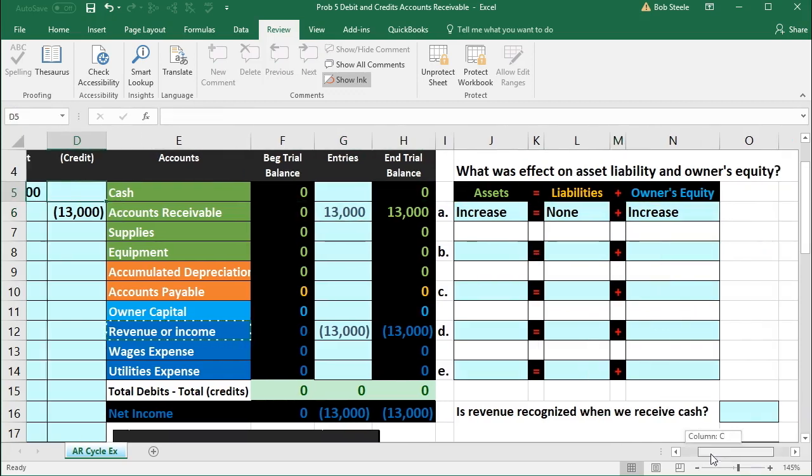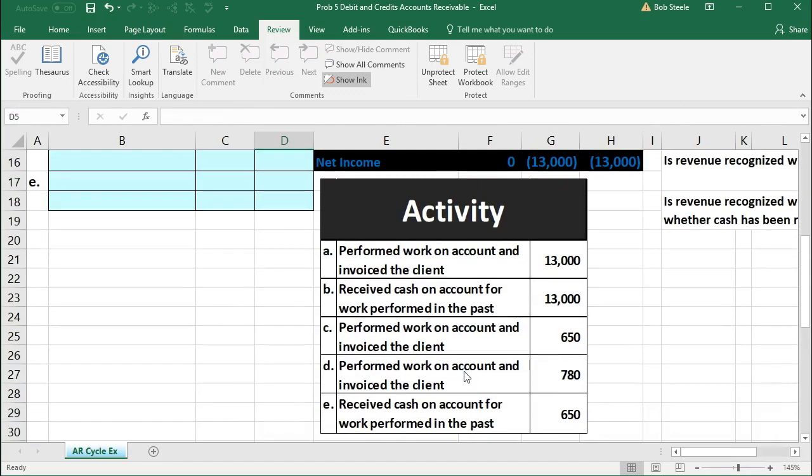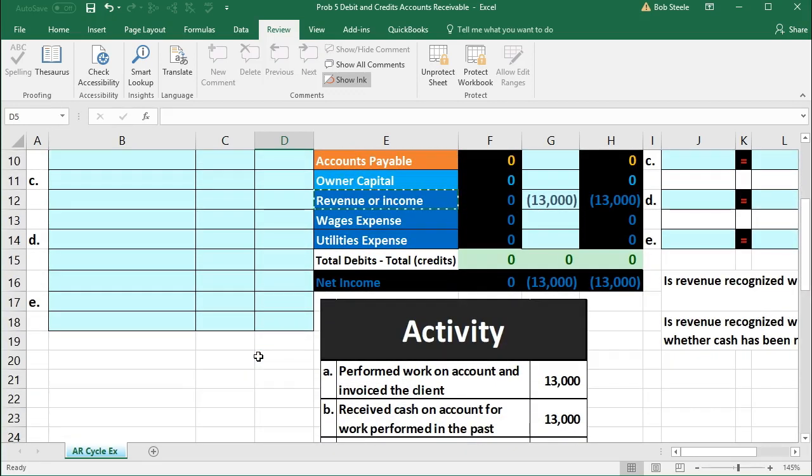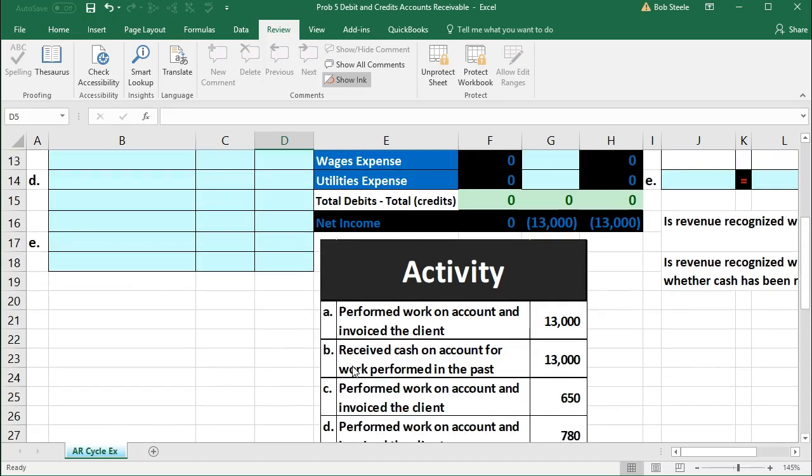Next transaction, we're going to see what we have. B, receive cash on account for work performed in the past. So the first question I would ask is, is cash affected? In this case, we're going to say yes, it is affected because it says received cash. Now, this is one question that people often get mixed up because it also says on account. And people often think, well, if it says on account, that typically means that cash is not affected, that something happened on account, meaning accounts receivable.